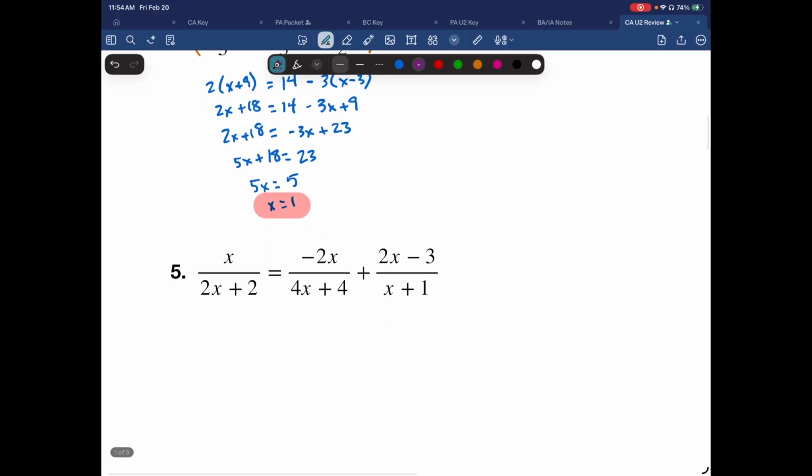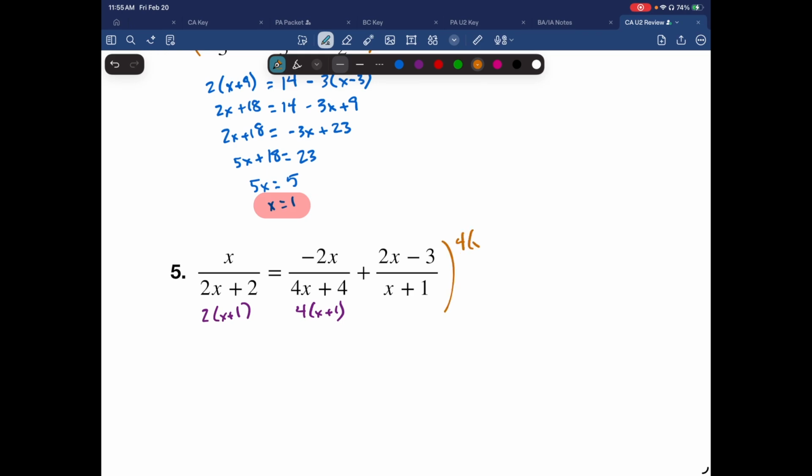All right, so on number 5, you can notice that some of these denominators will factor. So I can take a GCF out of this first one, and I get 2 times x plus 1. And then I have 4 times x plus 1, which means all of my denominators have an x plus 1. So I just need to multiply. And 2 goes into 4. So 4 times x plus 1 is going to be my denominator.